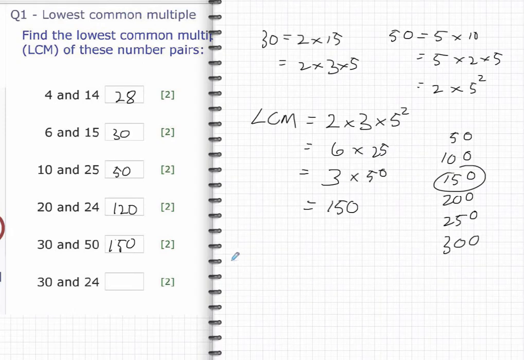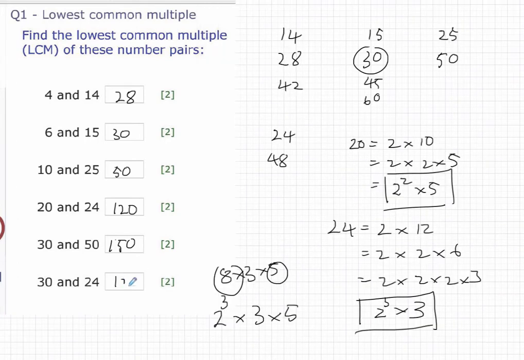There. Now 30 and 24. I'm going to always start with the biggest number. So maybe it's 30. Maybe it's 60. Maybe it's 90. Maybe it's 120. Will 24 go into 120? It will, won't it? Five times. So the answer is 120.